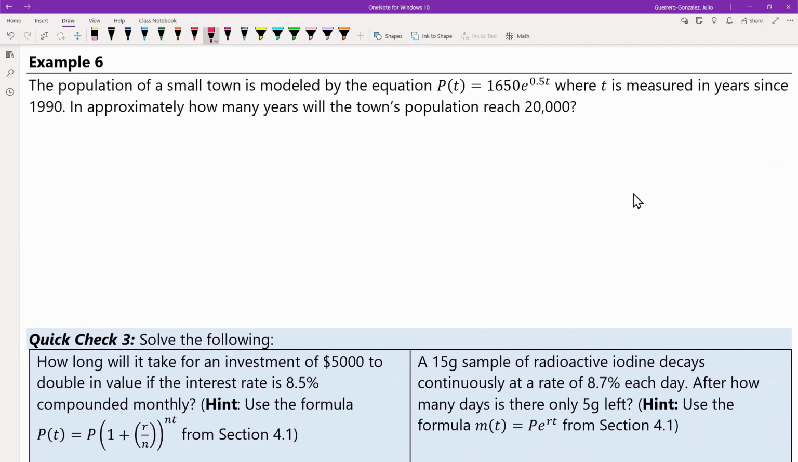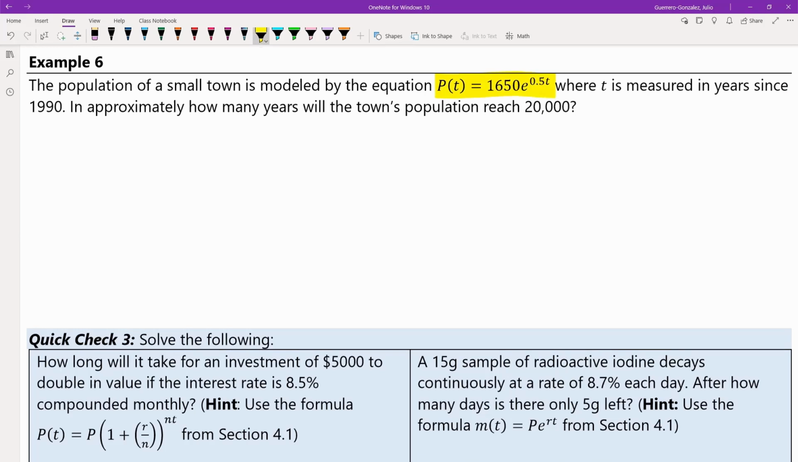math. Okay, so in this case we have a population of a small town, and it is modeled by this equation right here. Boom. Okay, and t is measured in years since 1990. The question is asking, in approximately how many years will the population reach 20,000?